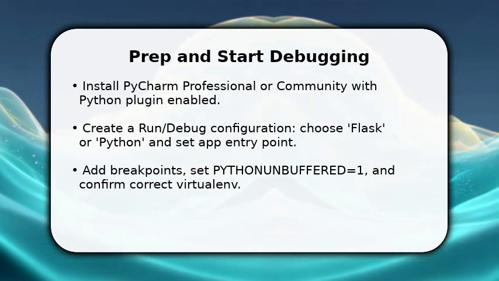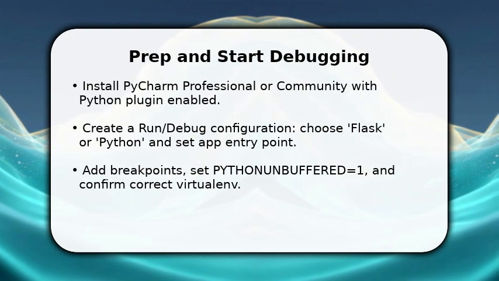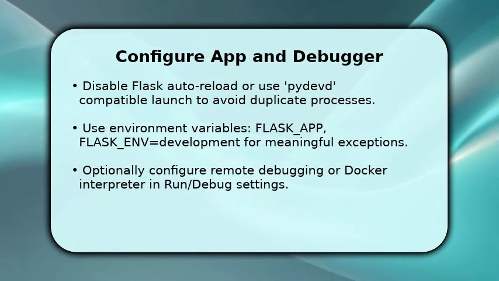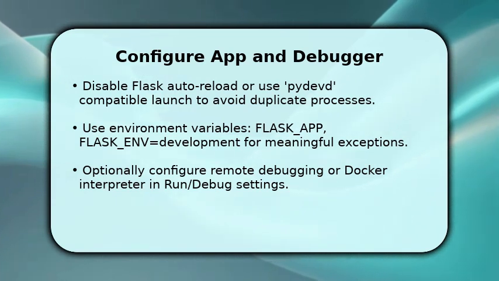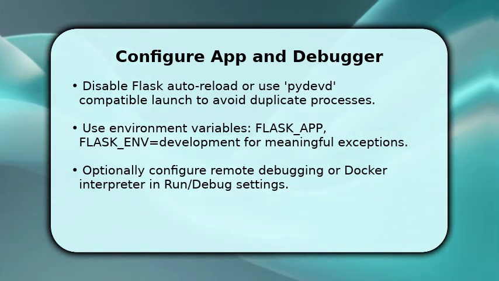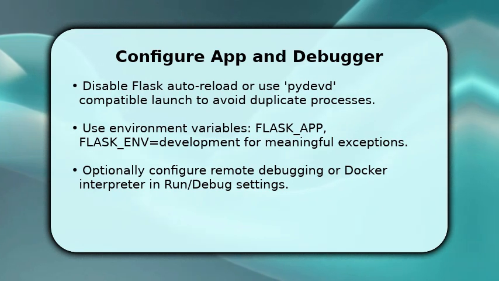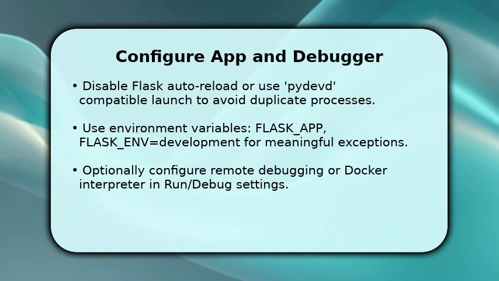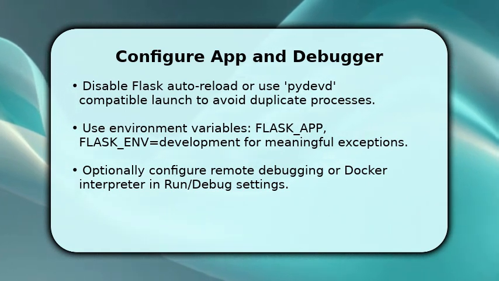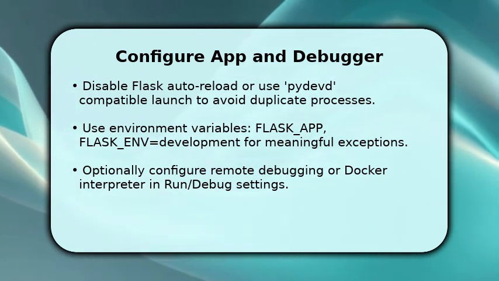Now configure how the app runs so the debugger works reliably. Disable Flask auto-reload during interactive debugging or use PyCharm's Flask run template, which handles reloading correctly. Otherwise, the reloader spawns another process that bypasses the debugger. Make sure FLASK_APP is set and FLASK_ENV equals development for tracebacks.